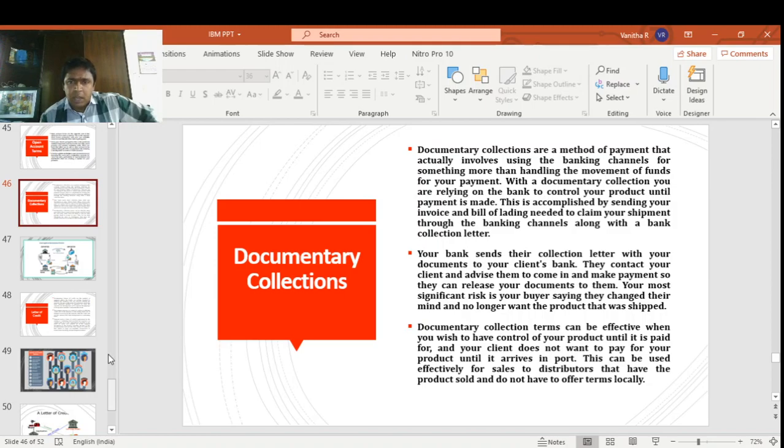Documentary collection terms can be effective when you wish to have control of your product until it is paid for, and your client does not want to pay for your product until it arrives in port. This can be used effectively for sales to countries that have the product sold and do not have to offer terms locally. Documentary collection has lesser significance compared to the letter of credit.